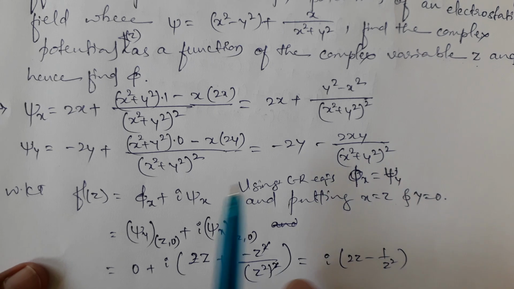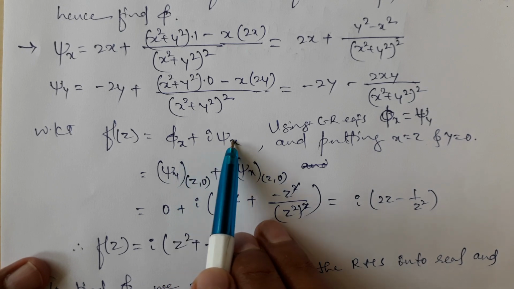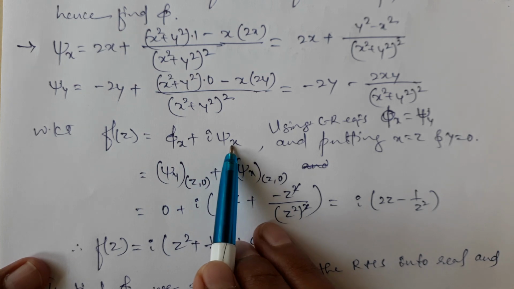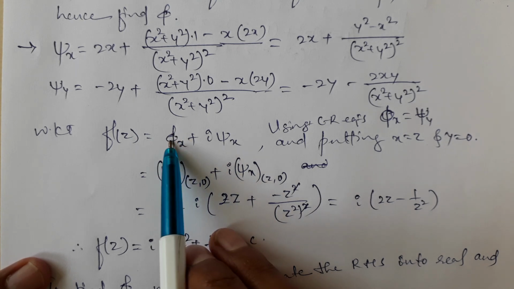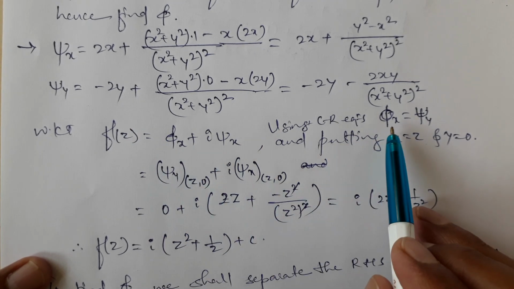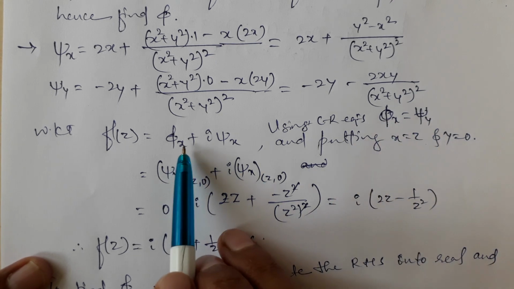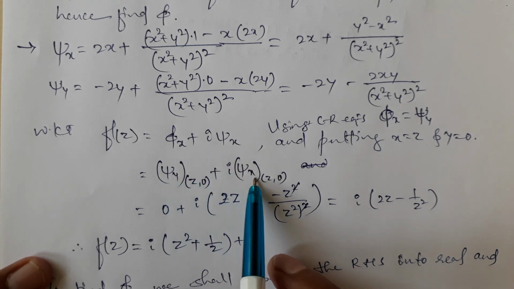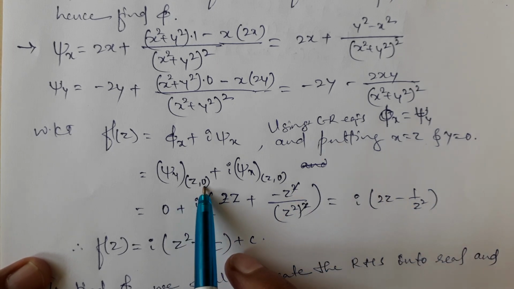We know from the previous examples that f′(z) = ux + ivx, but here with φ and ψ, therefore φx + iψx. But we have ψx and ψy, therefore φx can be written in terms of ψy using the CR equation. In the CR equation we have ux = vy, but here φx = ψy, therefore f′(z) = ψy + iψx, and replacing x by z, y by 0.